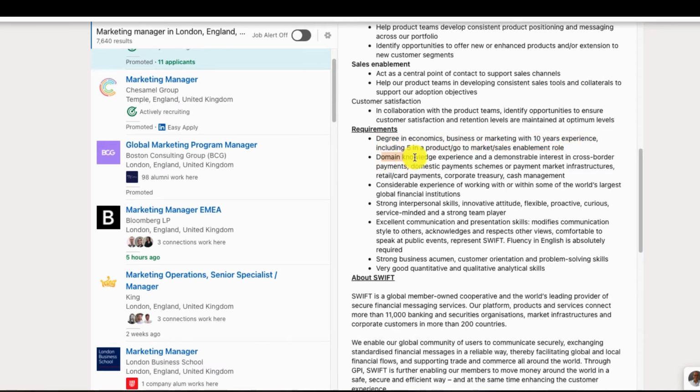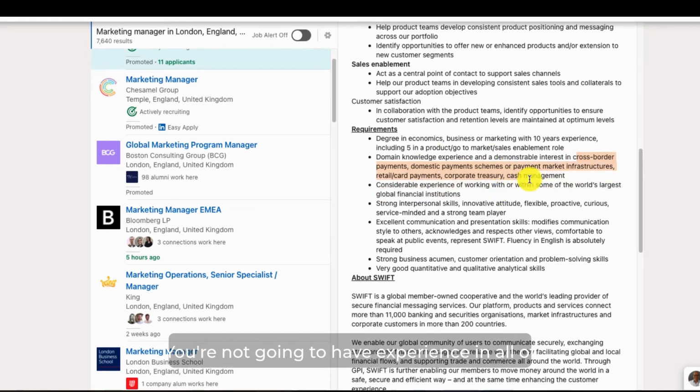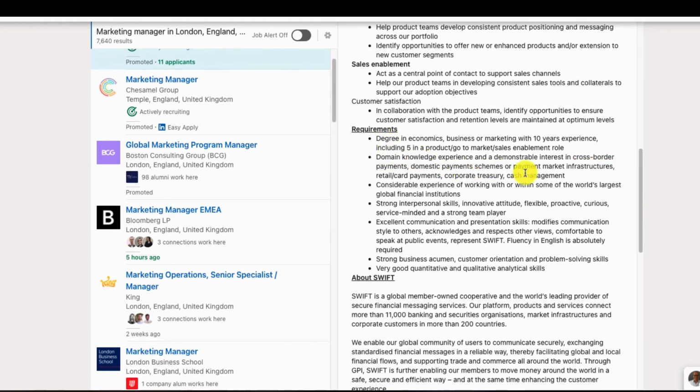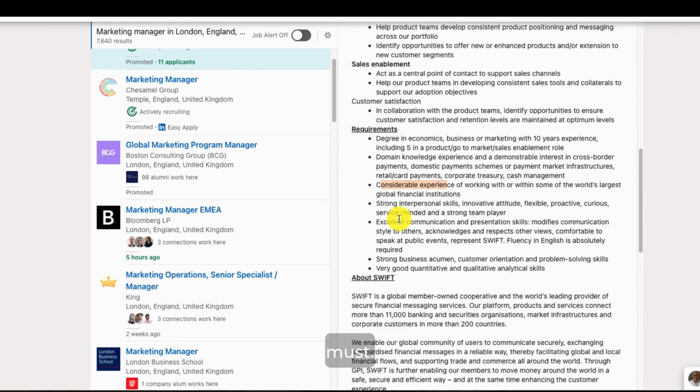Domain knowledge. Demonstrable interest. Domain knowledge, that's what matters. Domain knowledge in cross-border payments, domestic payment schemes. You're not going to have experience in all of them, but at least you should be able to highlight two or three that you've done. You have deep knowledge, deep domain experience. Another must. So these ones are a must. Not all of this, but at least some of them. And then experience in working with the world's largest global financial institutions. Another one. Considerable experience. It doesn't say ideally experience of working. It says considerable experience, a must.